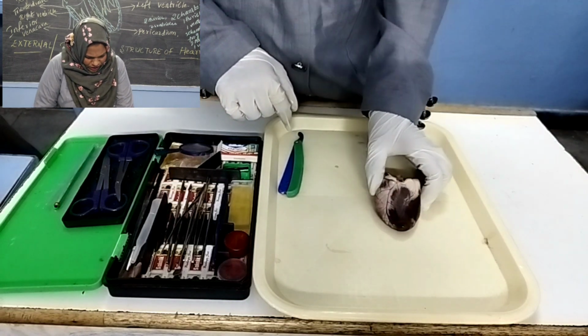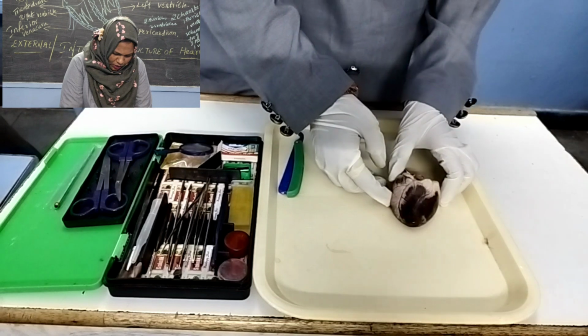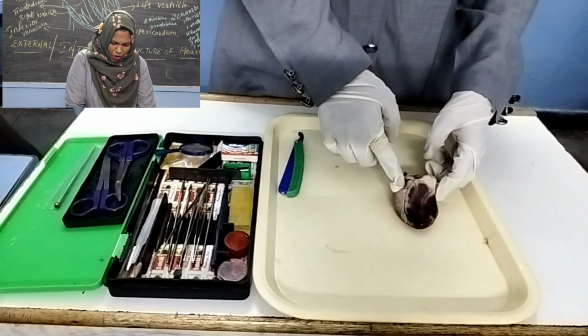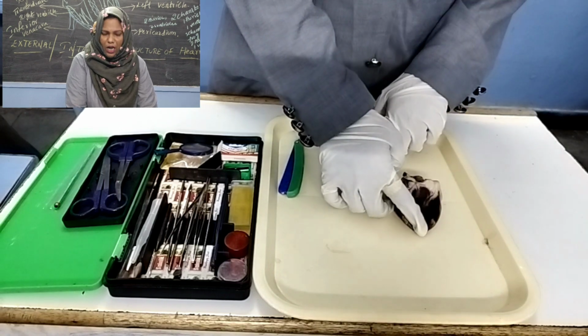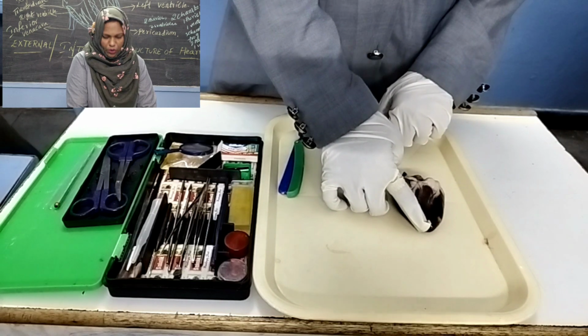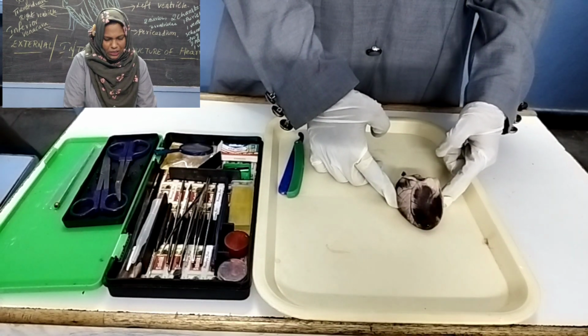Now, when you see this heart of a goat, first of all we'll see the external structure of the heart. Here you can see, when you are seeing the heart, the upper part is broader and the lower part is narrow. Okay, and what is the shape of the heart? It is pear shape.